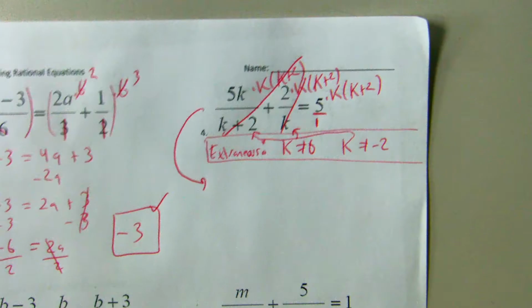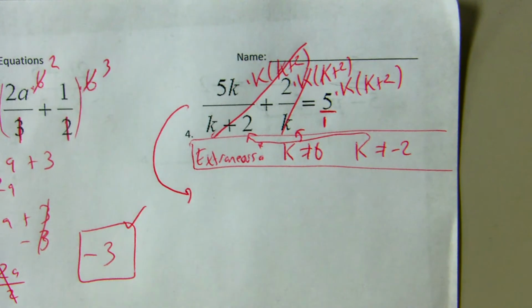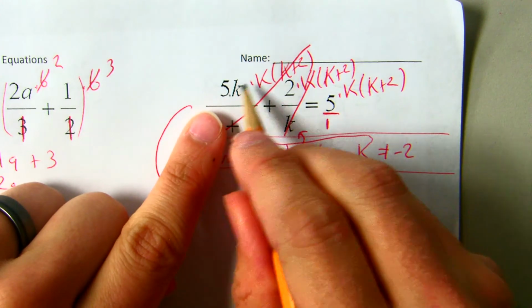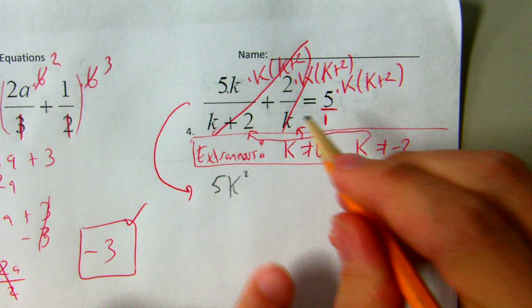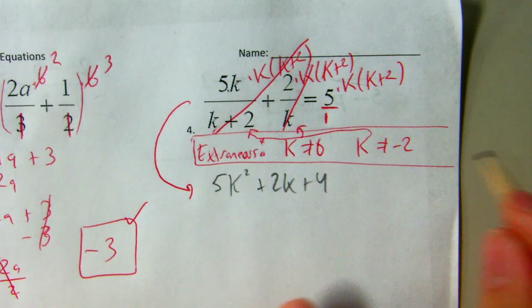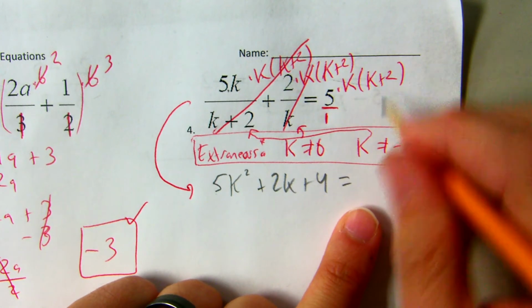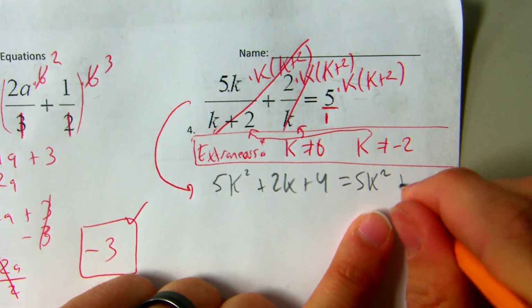And you can see, like many things we've been doing lately, your work can get very messy very quickly. So be careful with that. We've got 5 times k, or 5k times k. We've got 2 times k plus 2. And on this side we have 5 times k times k, and 5 times k times 2.